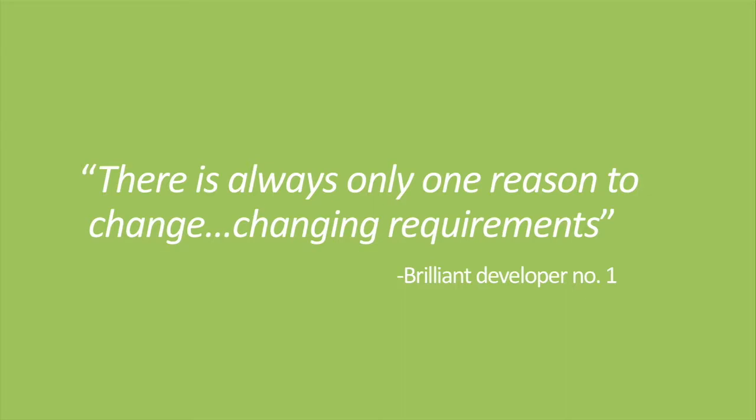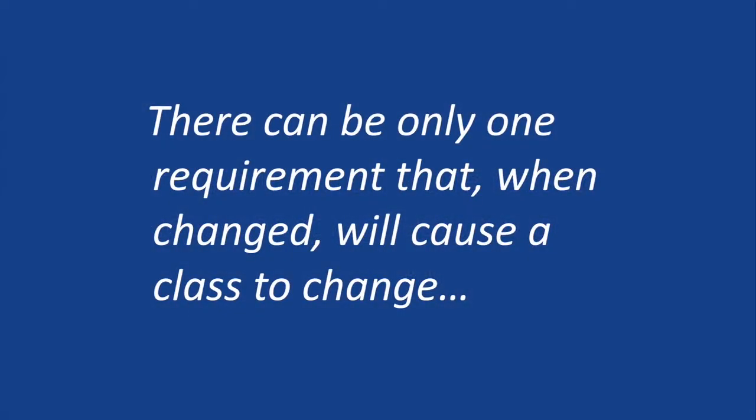Whereas if we want to be more specific about how I see it, there can only be one requirement that, when changed, will cause a class to change. So basically, if you look at your requirements document, if there are any two requirements that can affect your class and cause you to go back and change it, you're doing it wrong. But if you have classes that can only be affected by one requirement, you're single responsible. Make sense?